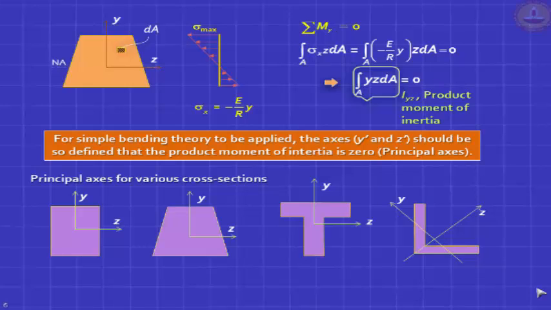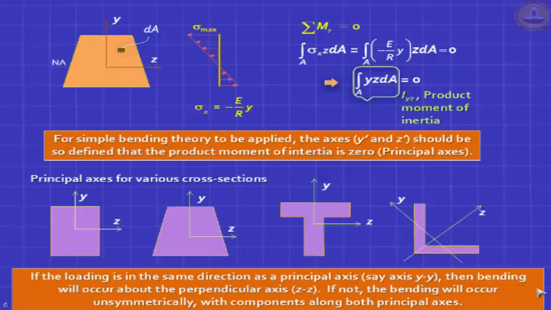You need to study that separately. We don't have time to cover it here, but the major concept to understand is if the loading is in the same direction as the principal axis, in this case y axis, then bending will occur about the perpendicular axis, the z axis. But if not, the bending will occur unsymmetrically with components along both the principal axes. Axes, when it's written in plural, is AXES. When it's singular, it's AXIS.